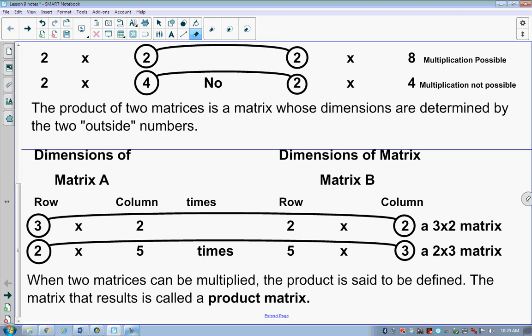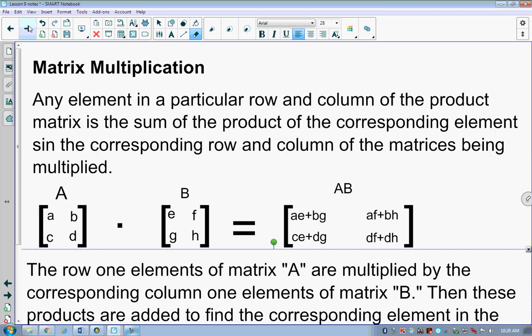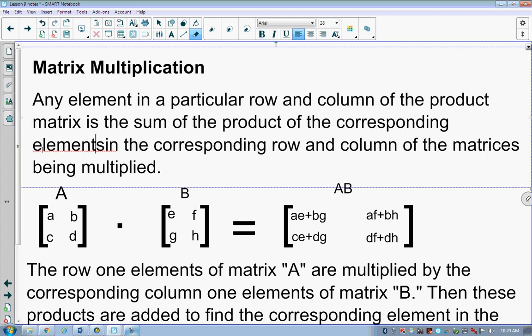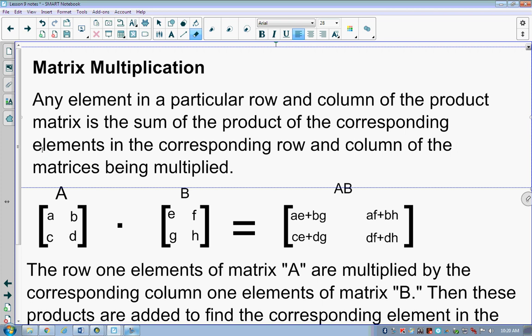Product means multiplication, right? So nothing really too complicated there. But actually multiplying two matrices is complicated. Any element in a particular row and column of the product matrix is the sum of the products of the corresponding elements in the corresponding row and column of the matrices being multiplied.